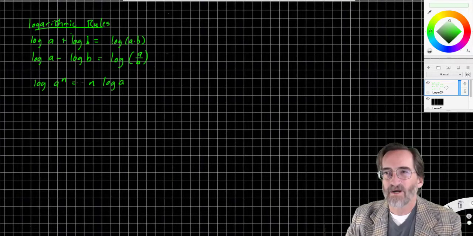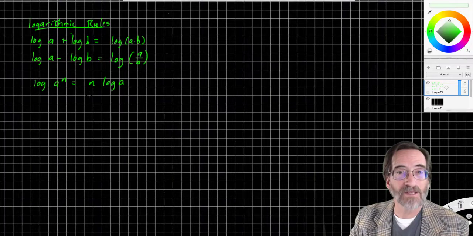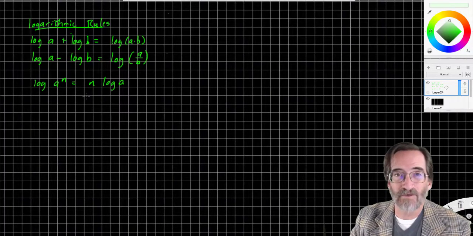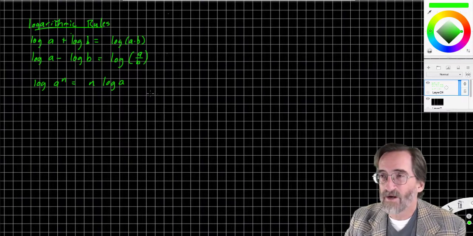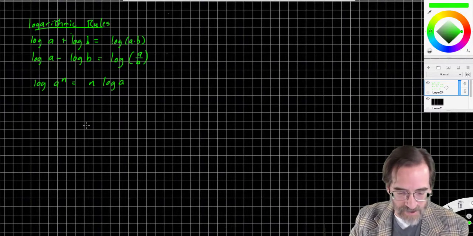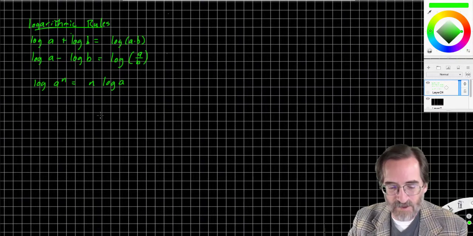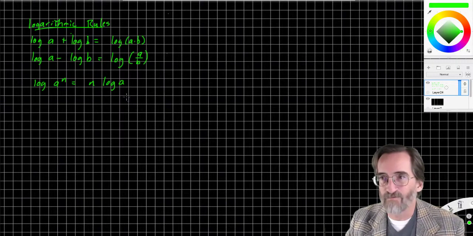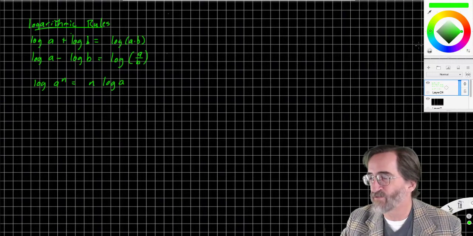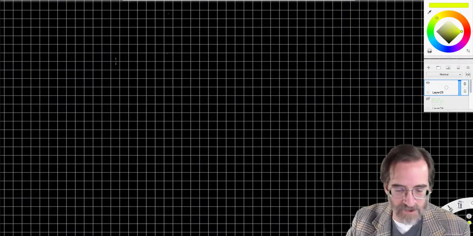The real power of the exponent rule is it allows me to turn an exponential function into a linear function, and that's really powerful here. All right, so let's use it. There are a number of kinds of questions you might be asked to do. In one, you're asked to combine, to take something that's expanded and simplify it. So I'll demonstrate that with this example here.